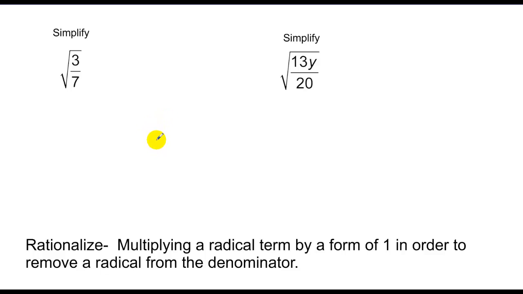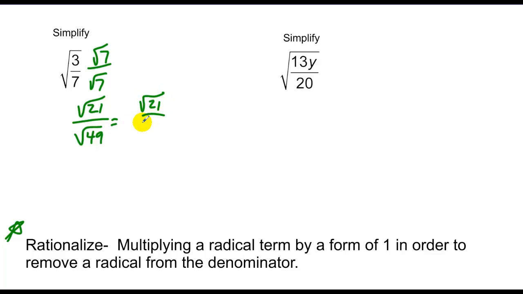So in this case I have radicals in a denominator, and we're not allowed to have that. So we must rationalize. If you remember rationalizing, we multiply the radical by some form of 1 to remove the radical from the denominator. So in this case that's root 7 over root 7, and multiply top times top, bottom times bottom. That gives me root 21 over root 49, but luckily root 49 is an integer, 7. So now we've gotten rid of the radical in the denominator by rationalizing with a form of 1.